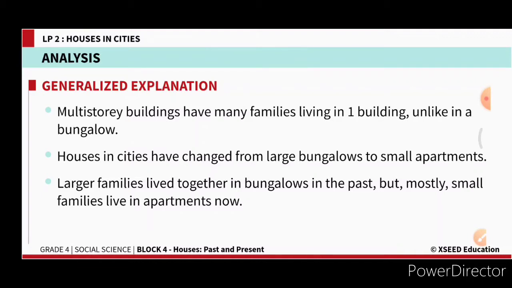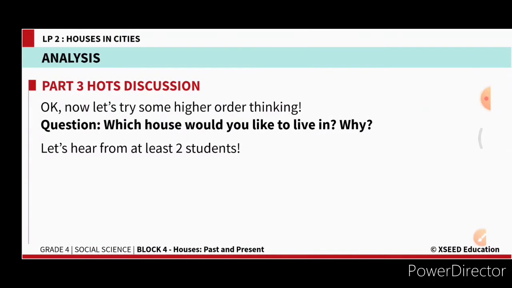Okay, houses in cities have changed from large bungalows to small apartments. Larger families used to live in the bungalows in the past, but now small families live in apartments. Which house would you like to live in? Why? Do you like to live in a bungalow or do you want to live in an apartment?